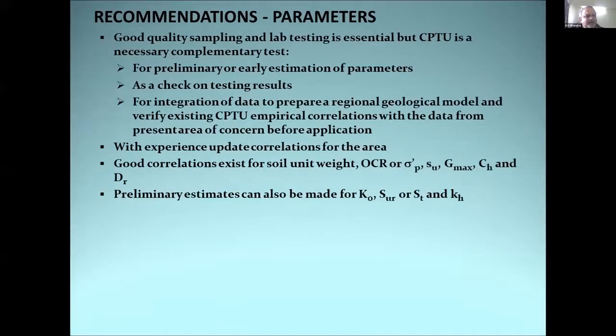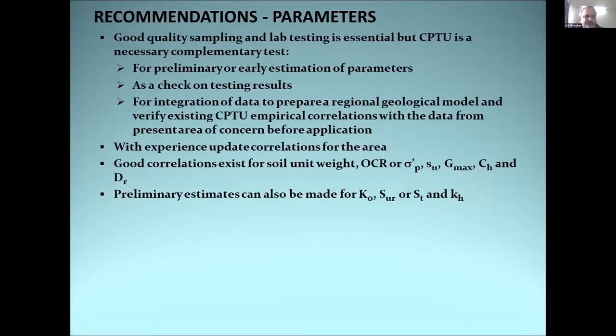Now, there are some recommendations to go about interpretation of the engineering parameters from CPTU. Good quality sampling and lab testing is essential, but CPTU is also a necessary complementary test. It is useful for preliminary or early estimation of parameters when lab test results are not available, as a check on testing results, and for integration of data to prepare a regional or geological model and verify existing CPTU empirical correlation. With experience, generally the correlations are updated for a given area.